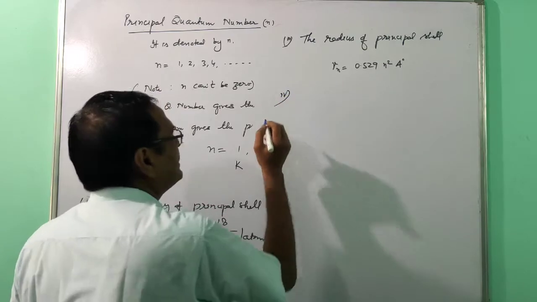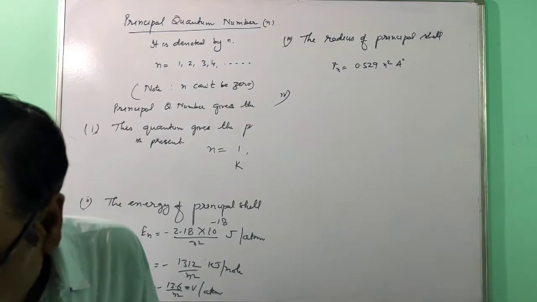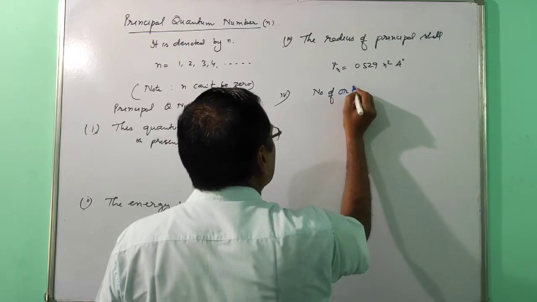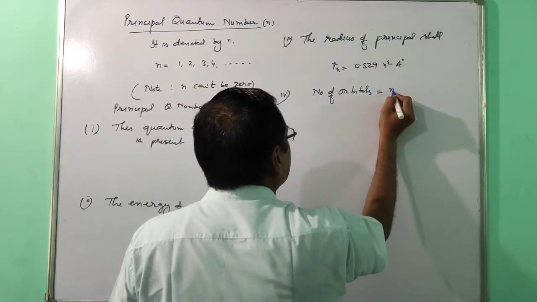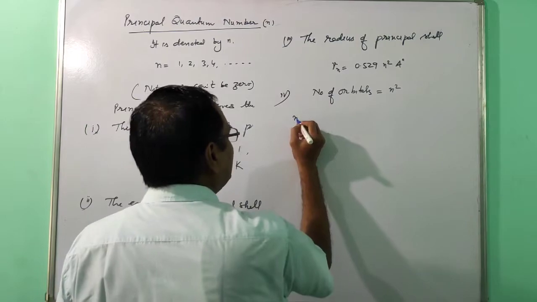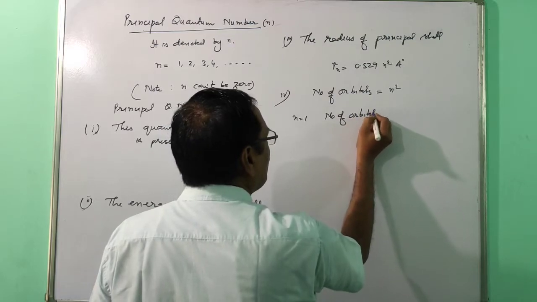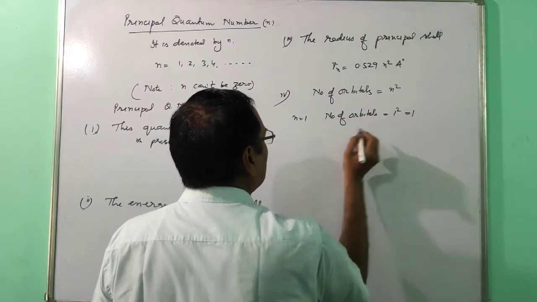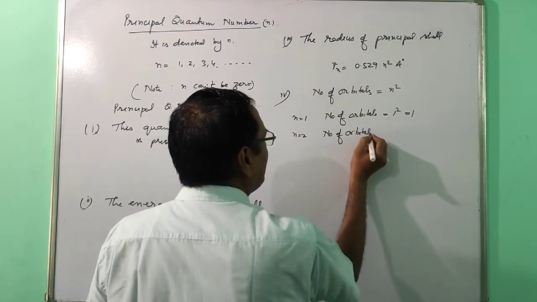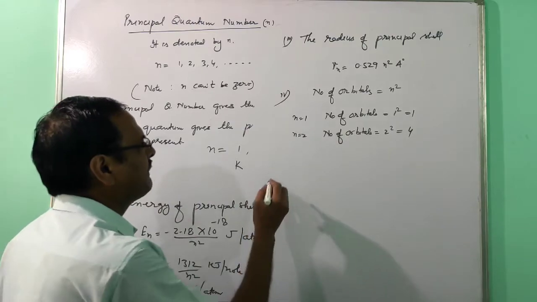Now the fourth information: it will give the number of orbitals, which is equal to n square. Suppose n is equal to 1, the first shell, then the number of orbitals is 1 square, 1 only. In the second shell, the number of orbitals is 2 square, that is 4. Like this you can calculate with this formula.